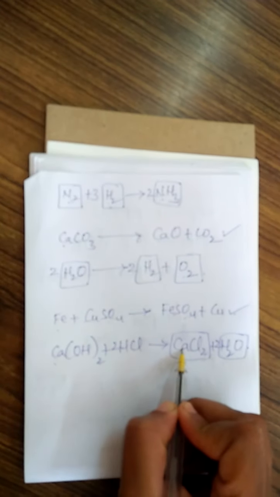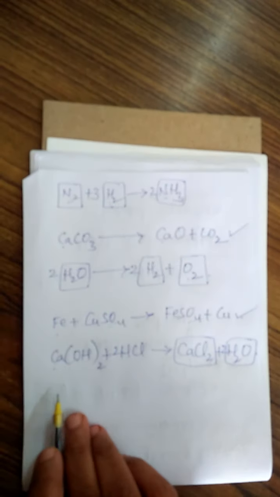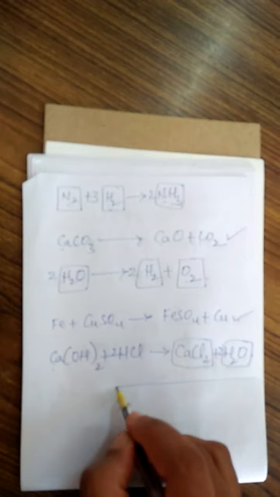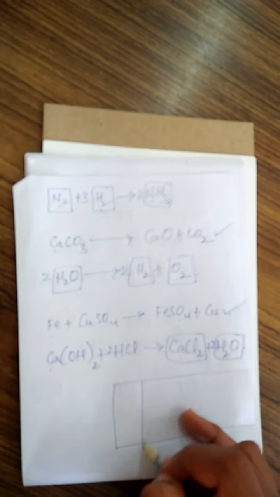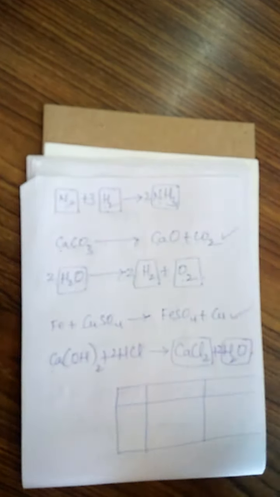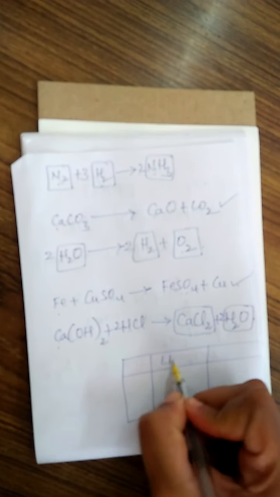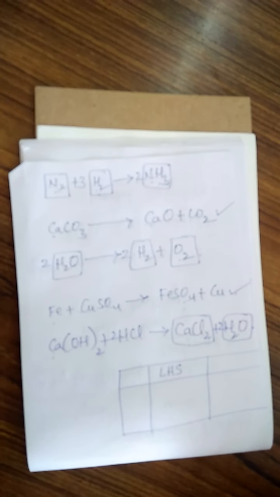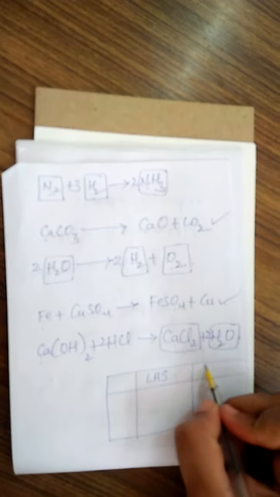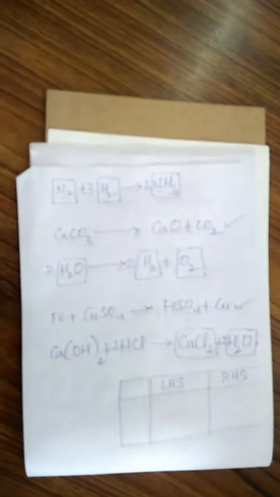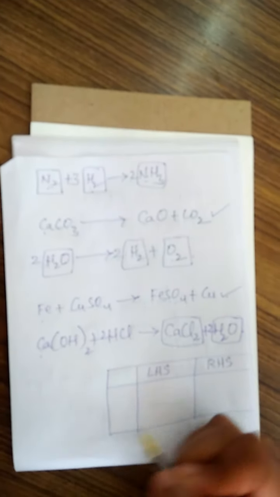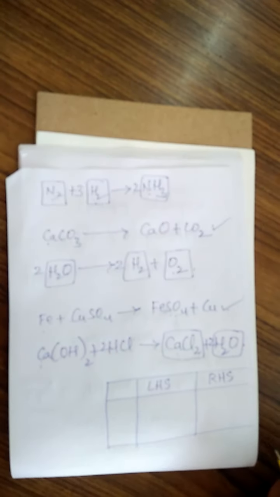Calcium how many? 1. If you are confused, then what you do, children? Just write this table in rough. You just write like LHS. LHS means left hand side. RHS, right hand side. You write down here how many atoms are there, which type of atoms are there.